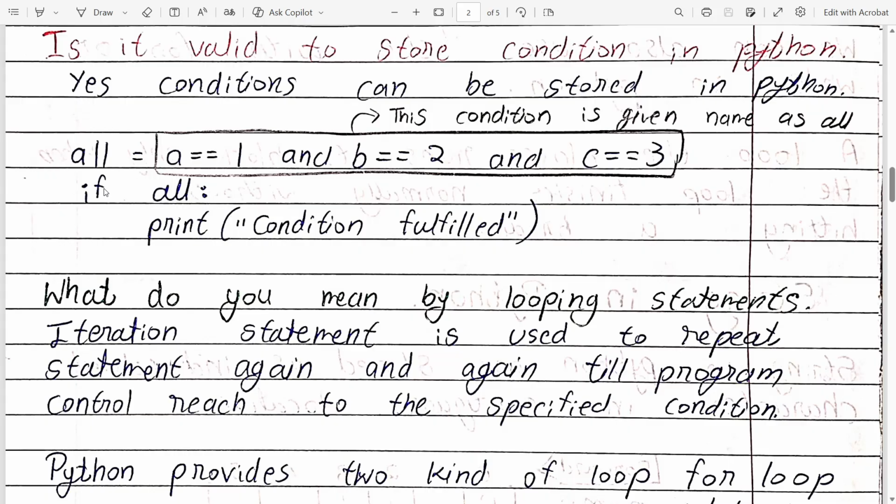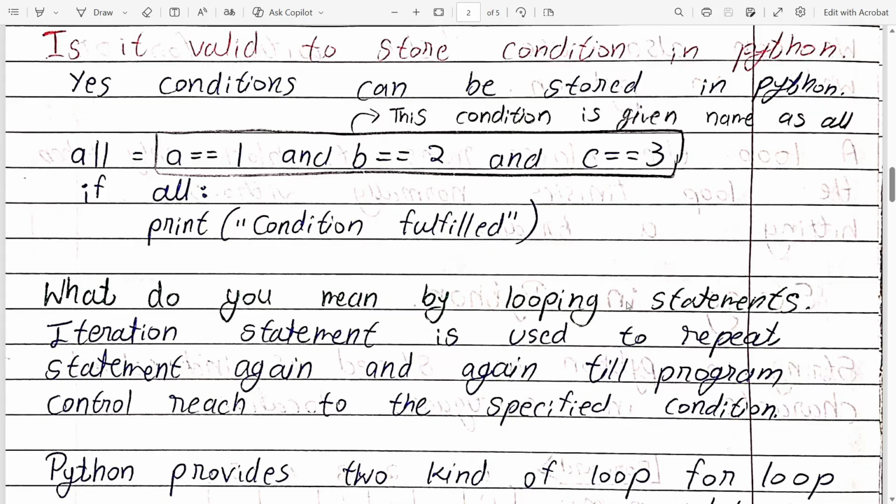So if you simply write if all, and if it is true, then it will print condition fulfilled, or it will jump to the next statement. This type of condition storing also reduces time, because if you are using this all again and again, then your time will be reduced for checking whether all the conditions are true or not.